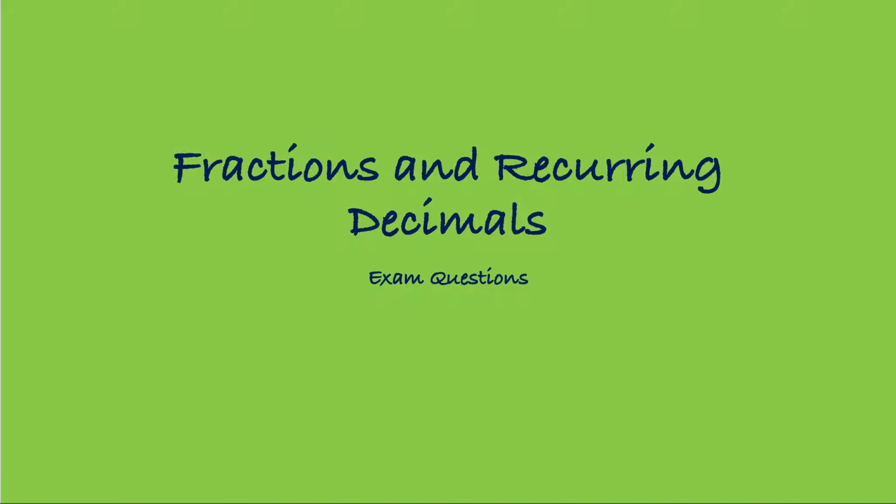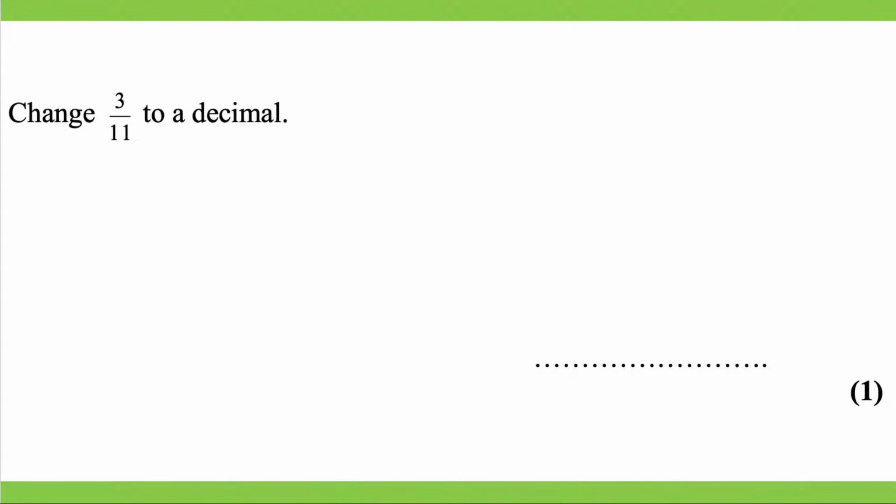Our first exam question states, change 3/11 to a decimal. This divided by sign is known as the line which separates the numerator from the denominator. All this means is divide. So we would do 3 divided by 11.